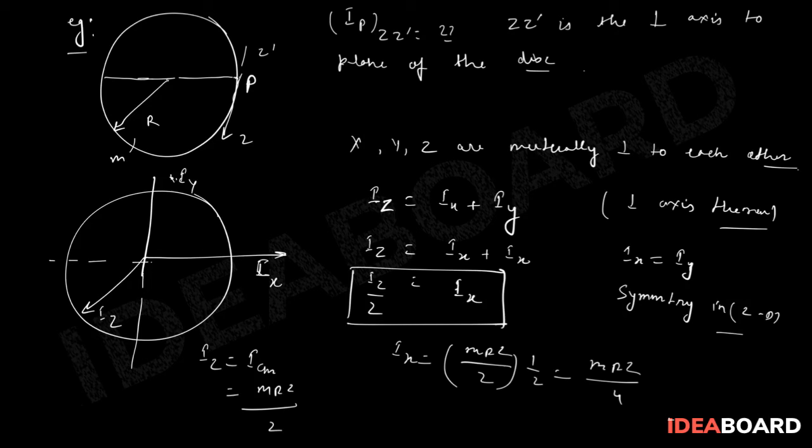Now we want to calculate about an axis passing through the point P, which is perpendicular to the plane. So now let's come back to this point, okay?